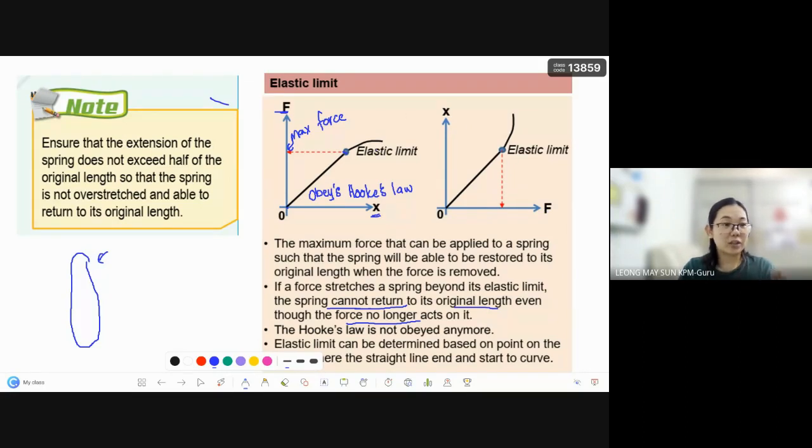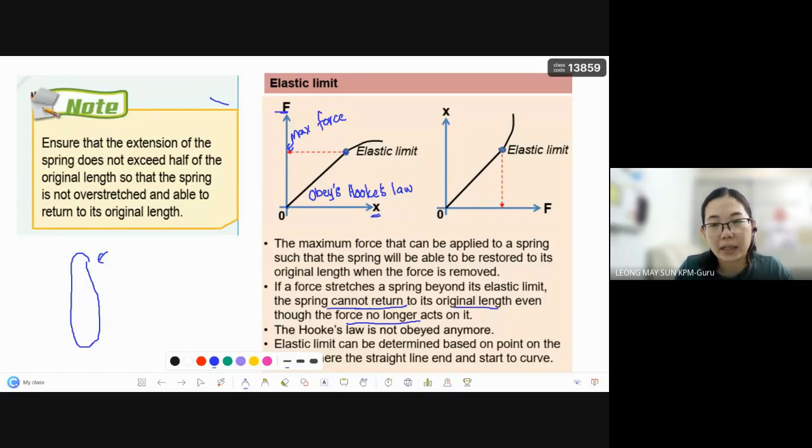These two graphs, the thing is that the axes are reversed. All right. So don't think that you must draw a graph of force over extension. You can draw a graph of extension against force. The only difference is that the curve is different. Okay. And to identify the maximum force is still the same, just from the elastic limit.